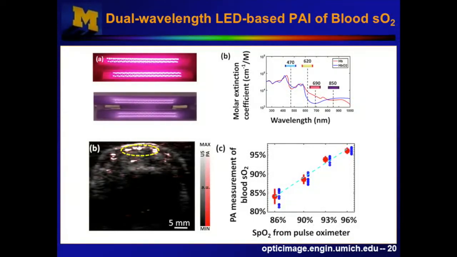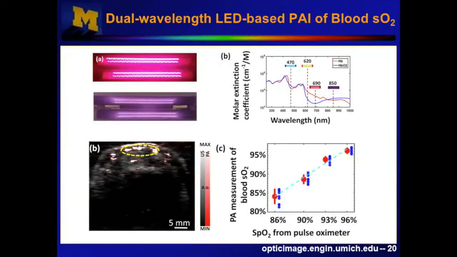This is a study also on a normal volunteer. You can see this is a human finger, and we are able to detect some vessels. Then this normal volunteer tries to change the blood oxygen saturation by holding his breath. By doing so, he was able to put the blood oxygen saturation at different levels.